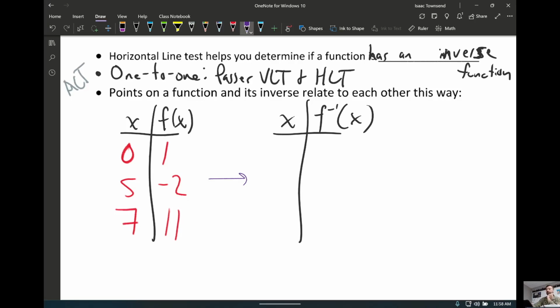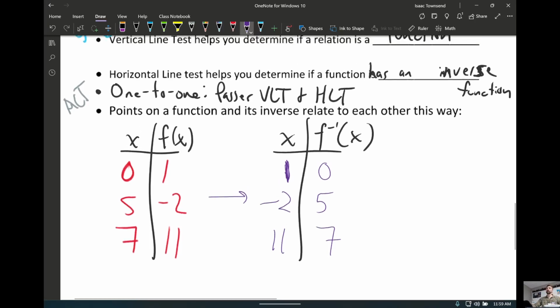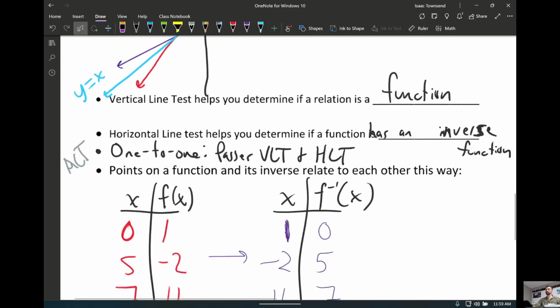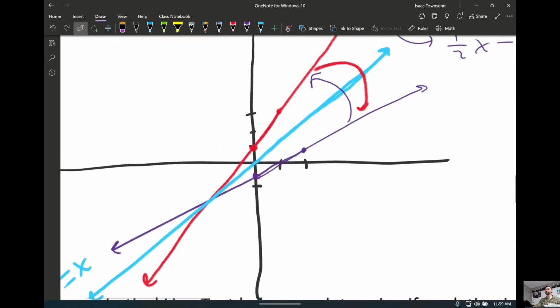So (0, 1) becomes (1, 0). (5, -2) would become (-2, 5). (7, 11) becomes (11, 7). So I'm not changing the sign. I'm not switching whether they're positive or negative. I'm just switching the x with the y. Okay, and then to relate that to the graph, I just want you to see that this is consistent with this.